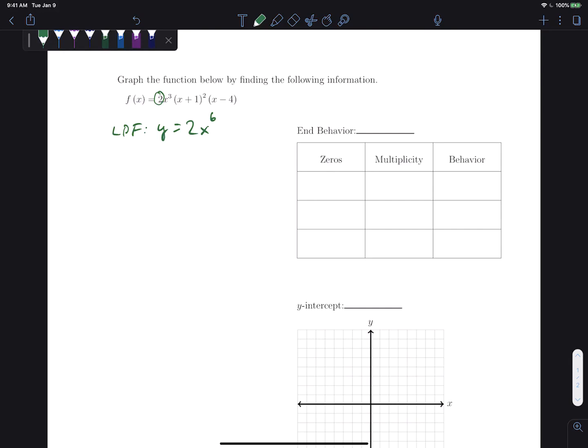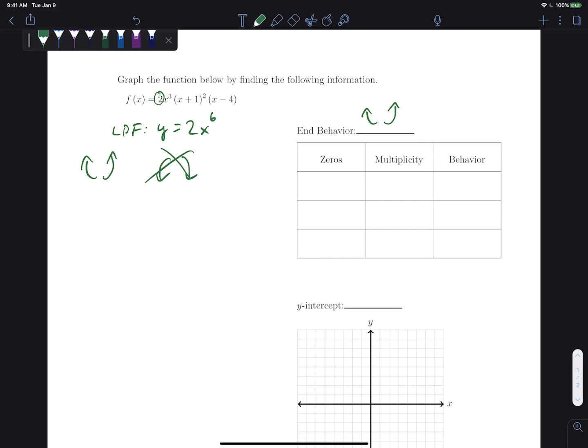Since we have x to the 6th, that is even, so we have two possibilities. They're both going to go up, or they're both going to go down on each side. With the leading power function being positive, it's going up on both sides. So for the end behavior, to the left it's going up, and to the right it's going up as well.